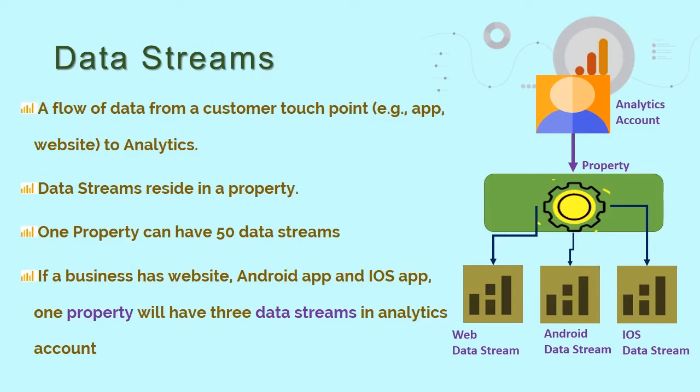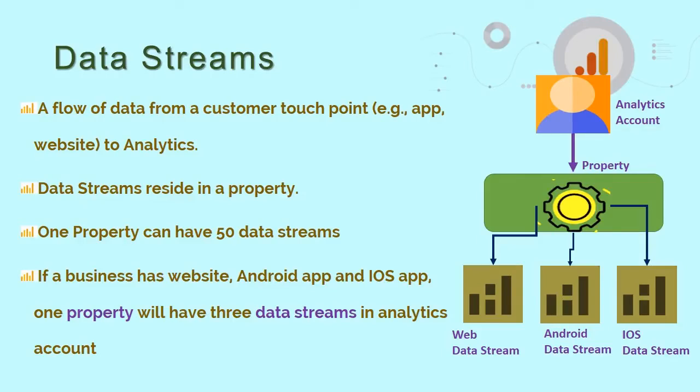The flow of data from a customer touchpoint, that is from a website or app, to a Google Analytics account is called a data stream. Data streams live inside a property. If a business has a website, Android app, and iOS app, it will have one property with three data streams under one analytics account. One property in Google Analytics 4 can have up to 50 data streams. That is, if a business has customers interacting on 50 digital platforms, you can collect their data inside a single property from 50 data streams.